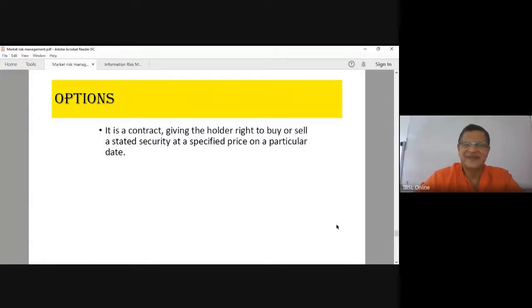Here, the buyer has the option to buy or sell. It's an option. That means you give a contract saying I want to buy $1 million after 3 months. Can you give a quote? And somebody will say it is 185.